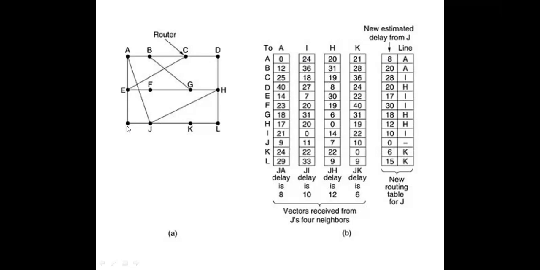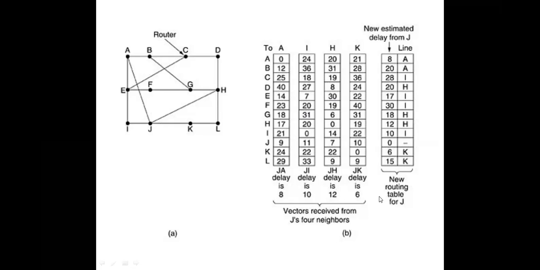Already we have a routing table for I, K, H, and A. What are the neighbors for J? Neighbor means direct communication from J. J to I, J to K, J to H, and J to A. There are direct links. So all those four are neighbors to J. Based upon the routing tables of I, H, A, K, we need to construct the routing table for J.